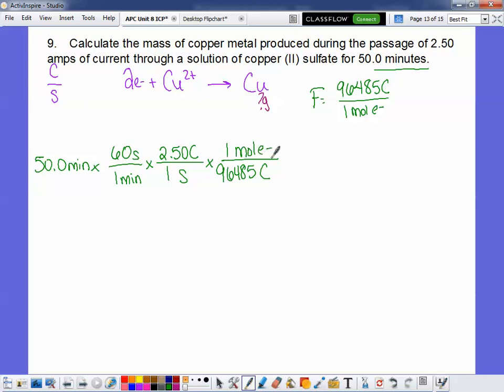How many moles of electrons were in this equation? 2. So 2 moles of electrons are going to go on the bottom. That's a 2, not a weird D. And what's going to go on the top? 1 mole of copper. Then I can go from moles of copper to the grams of copper using MM on the PT.